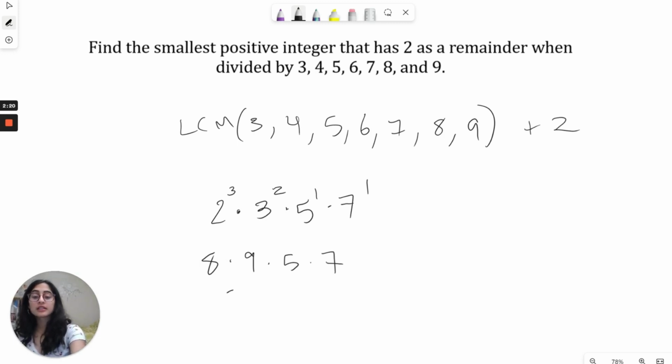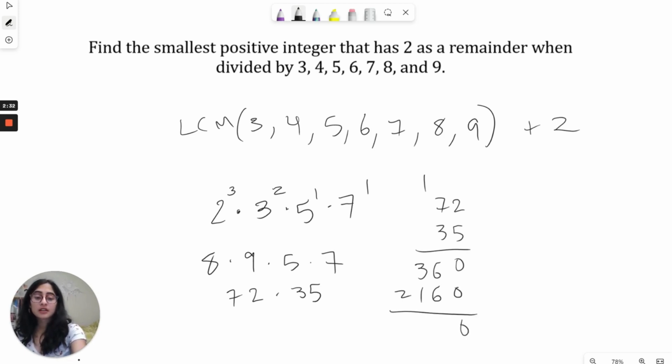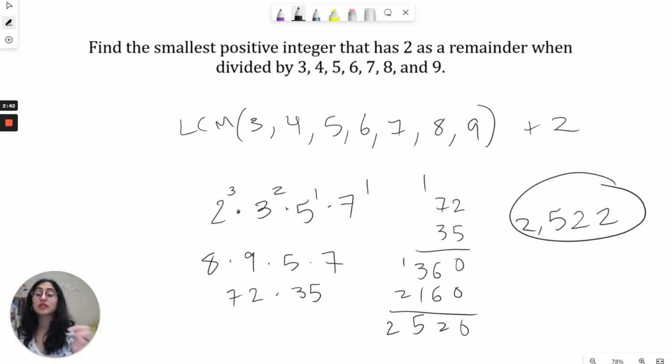8 times 9 is 72. 5 times 7 is 35. 72 times 35 is equal to 2,520, and now we just add 2 to that, because remember 2,520 is the least common multiple, so it has a remainder of 0. So once we add 2, now if we were to divide it by all these numbers, we'd get a remainder of 2.